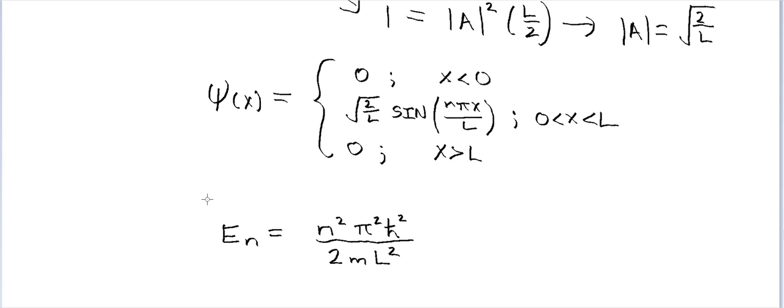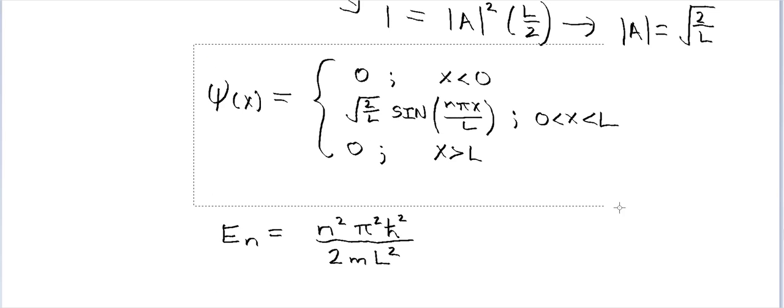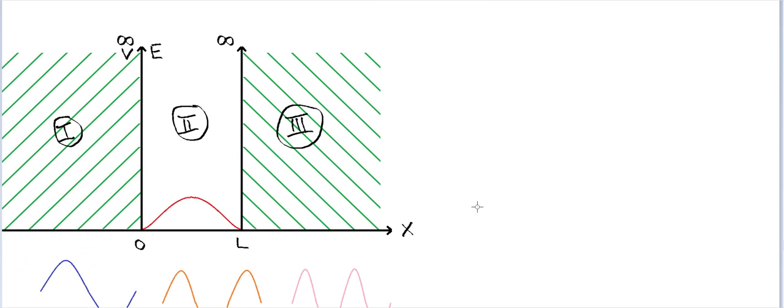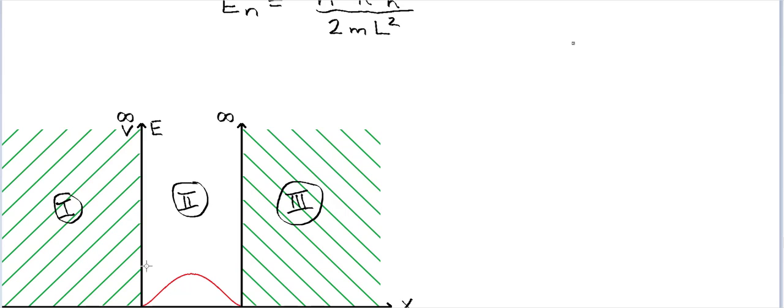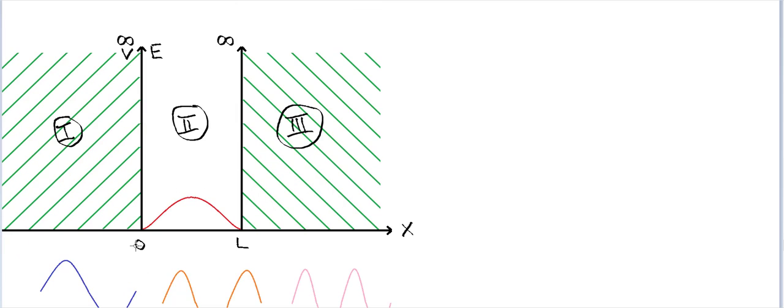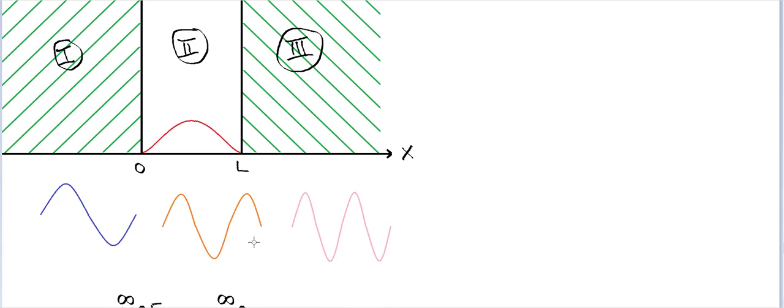Okay, so let's look at the results that we've just acquired. So this would be our n equals 1 state. So note that the wave function psi goes to 0 at x equals 0 and x equals L, and it's at its maximum halfway in the middle of our box. Let's look at the n equals 2 state, the first excited state.